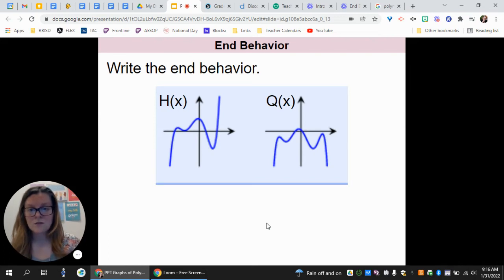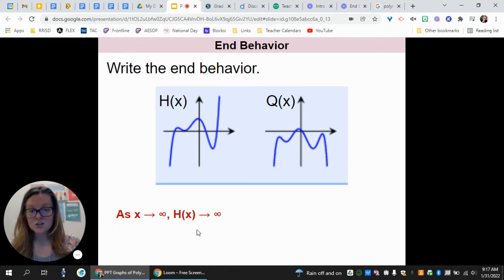We're going to write the end behavior. So for this first one, I'm looking at this function. If I'm writing as x approaches infinity, so as I go to the right of my function, what is my graph doing? Well, it's going up and up and up and up and up forever. The y values are increasing to infinity, so I'm going to write that as x approaches positive infinity, h of x also goes to infinity.